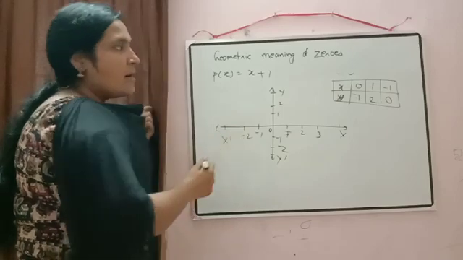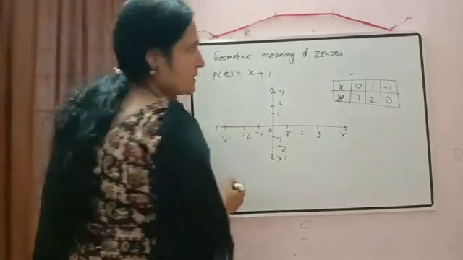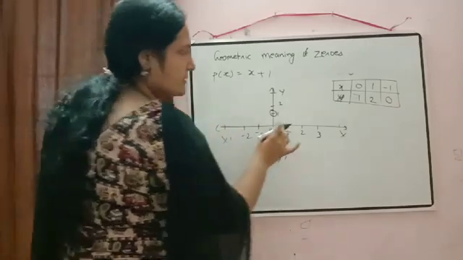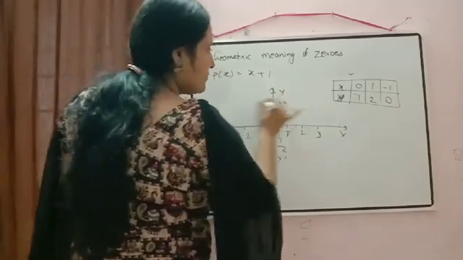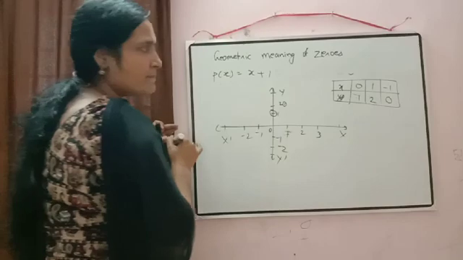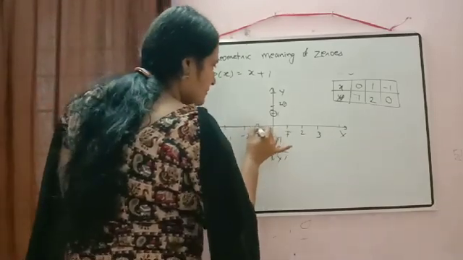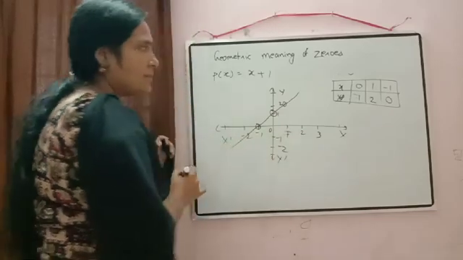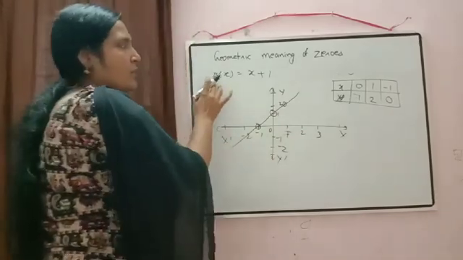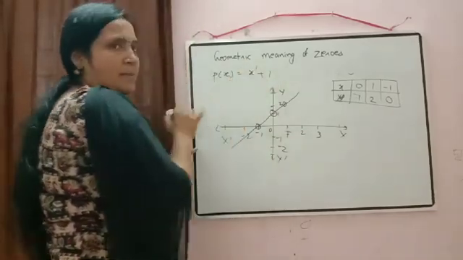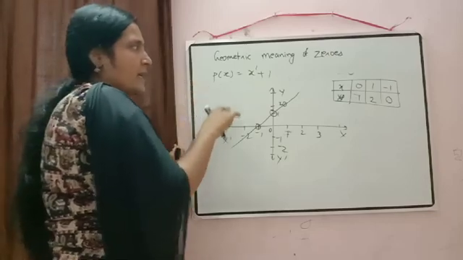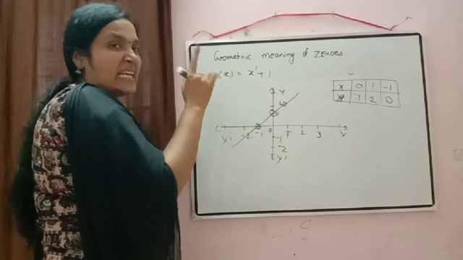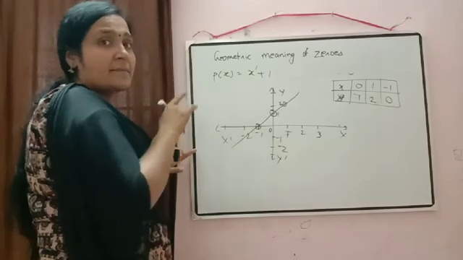So now just plot the points. The first point is 0, 1, which will be here. Then x is equal to 1, y is equal to 2 will be here. Then we will have minus 1, 0. So if we draw the line, it will come in this way only. Which type of polynomial is it? Linear polynomial.